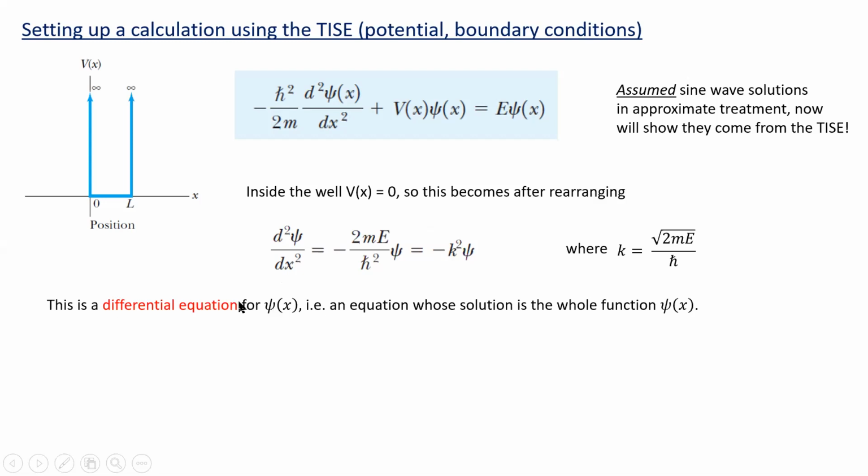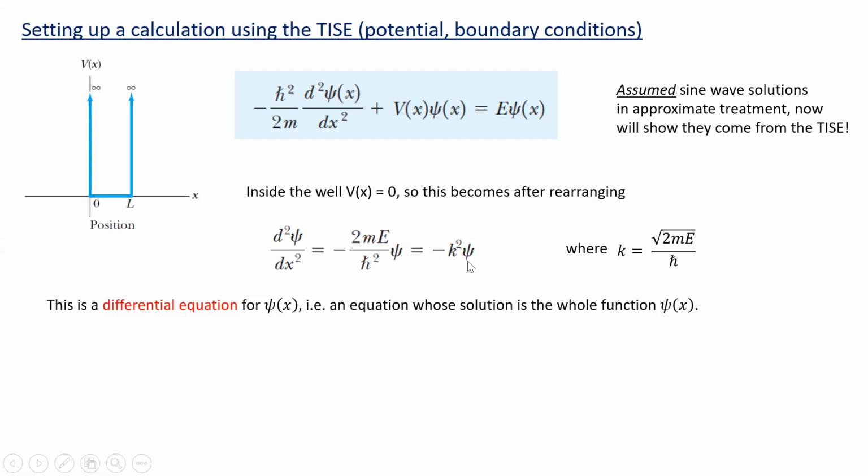A differential equation, as you probably realize, but it bears repeating, is an equation whose solution is an entire function. Normal equations, we solve them and we get a single number. Differential equations, we solve them and we get a whole function. So we're looking for a whole function, psi of x, which when differentiated twice gives back minus k squared times that function again.